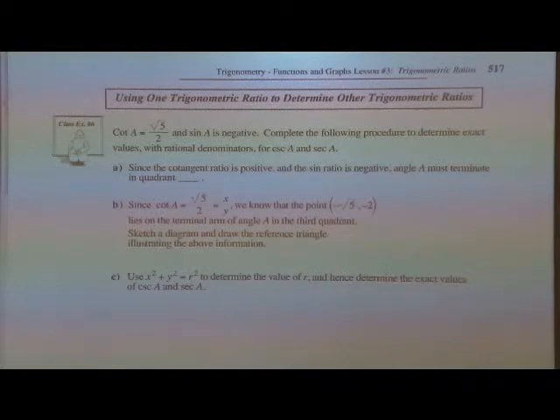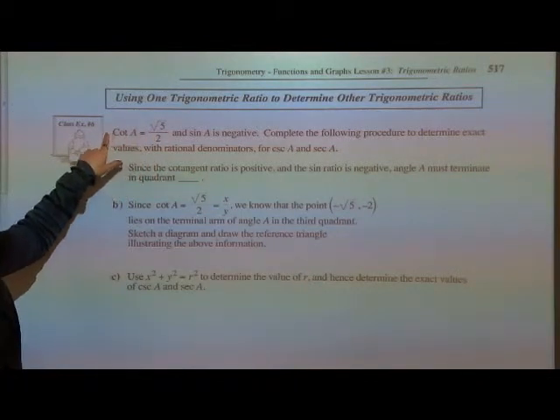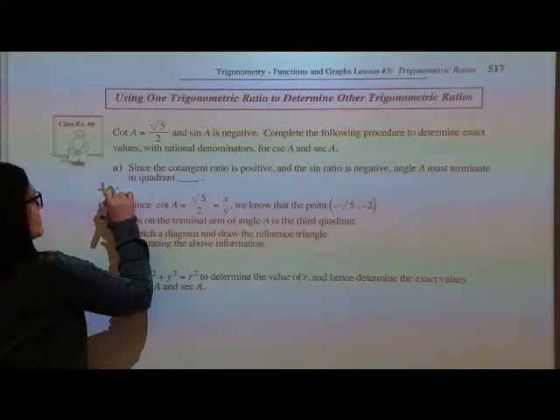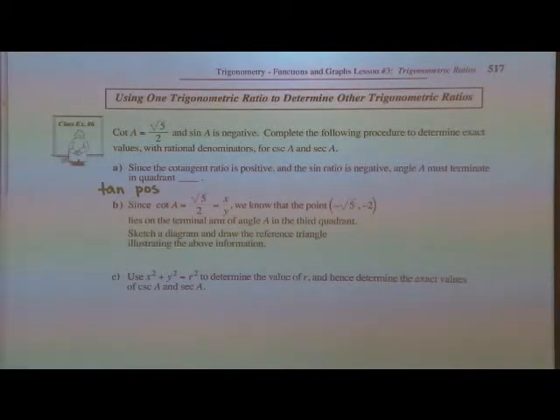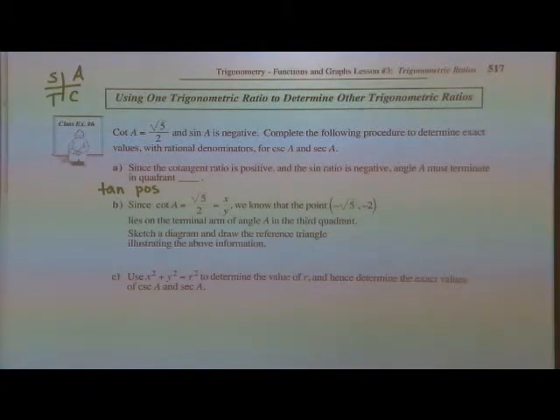Cotangent A equals root 5 divided by 2, and sine A is negative. Complete the following procedure to determine the exact value with rational denominators for cosecant and secant. If cotangent is positive, that means what else is positive? Tan is also positive. And according to my CAST rule, in which quadrant is tan positive and sine negative? Quadrant 3. So that tells me angle A has to be in quadrant 3, because that's the only quadrant where cotangent or tangent is positive and sine is negative.